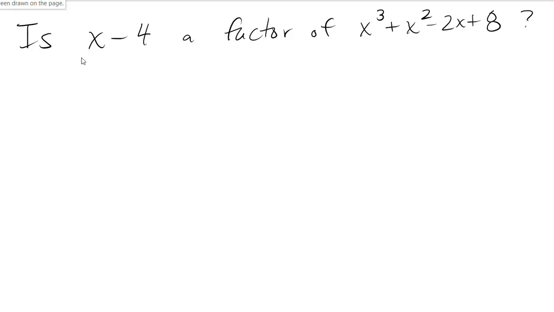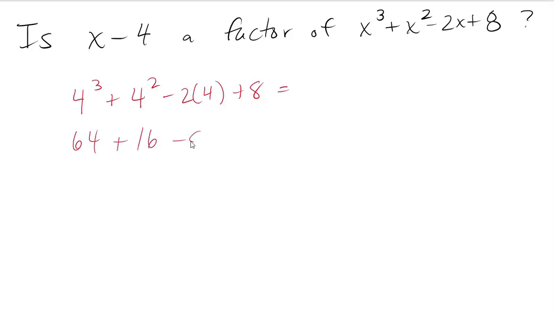Well, let's see if x minus 4 is a factor, and I'm going to do that not by doing the division, but just by plugging 4 into this function. 4 cubed plus 4 squared minus 2 times 4 plus 8. There's no way that's going to be 0. That's 64 plus 16 minus 8 plus 8. That's 80. We didn't get 0, so no.